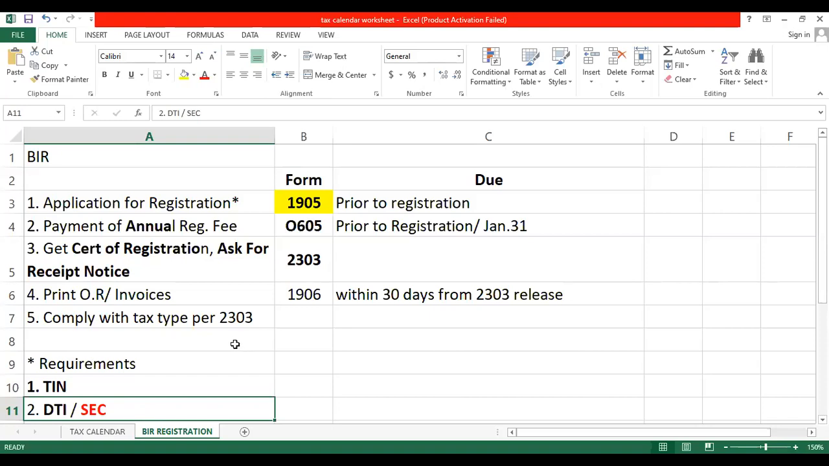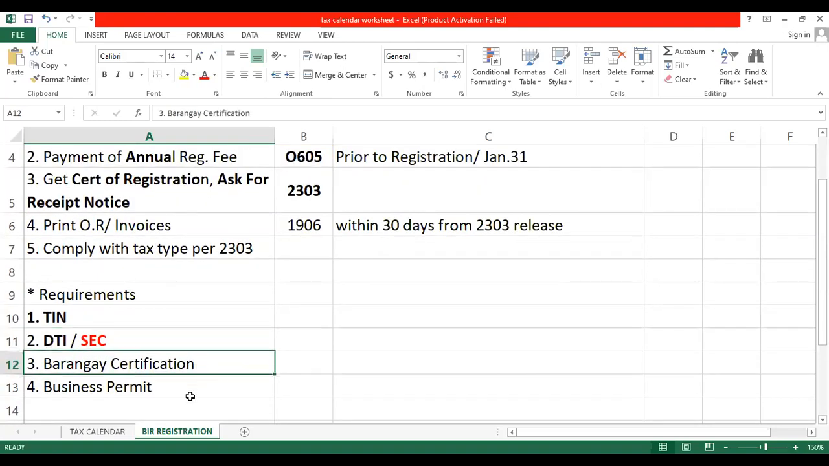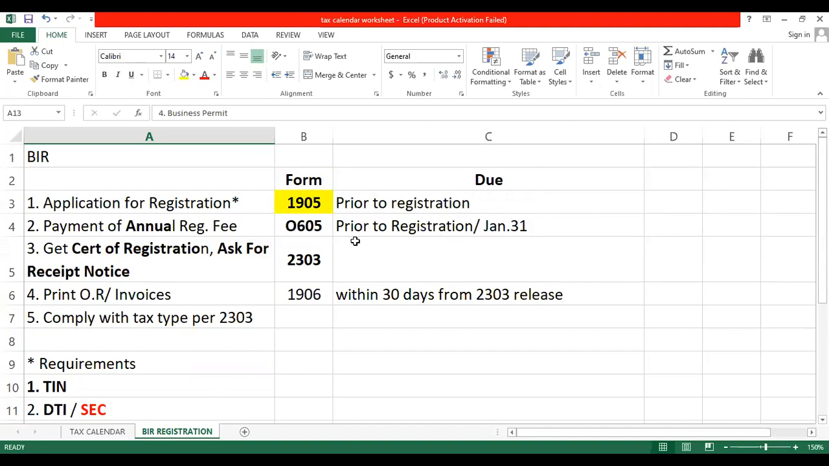Now, some BIR, RDO are requiring barangay clearance or barangay certification and business permit. Even in Manila, I've heard that BIR, RDO are requiring business permit before registering a tax registration. But in Baguio, they do not. Okay, so along with this requirement and 1905, they will ask you to pay the annual registration fee of 500 pesos.